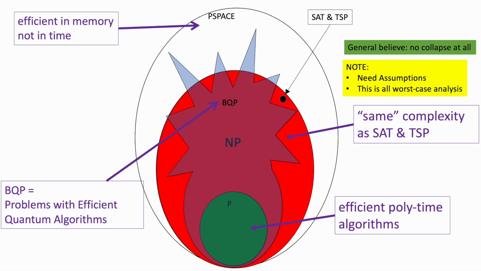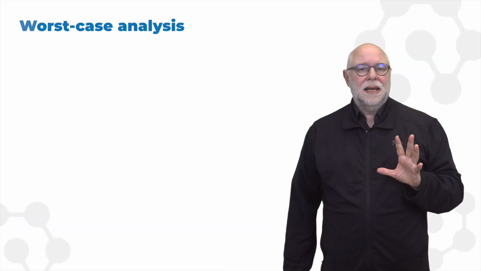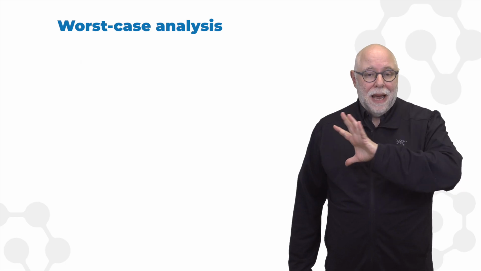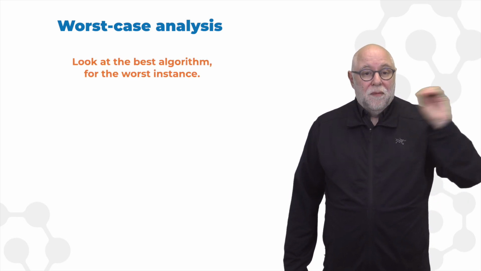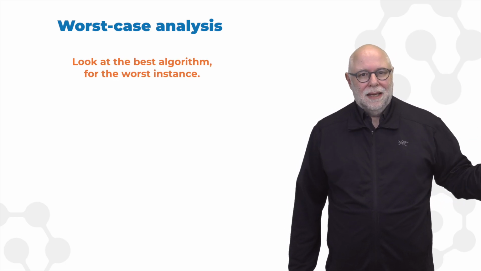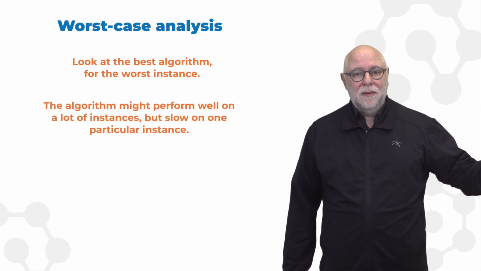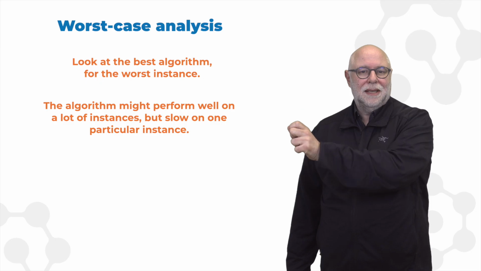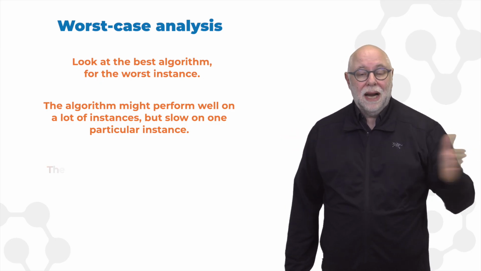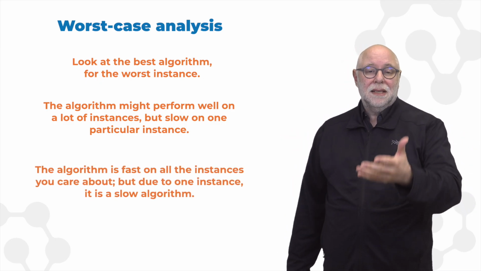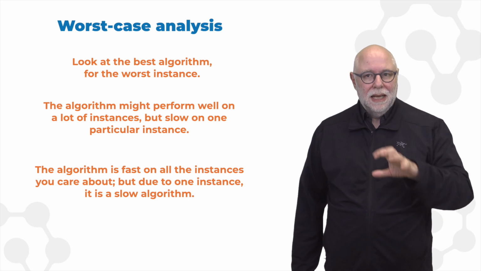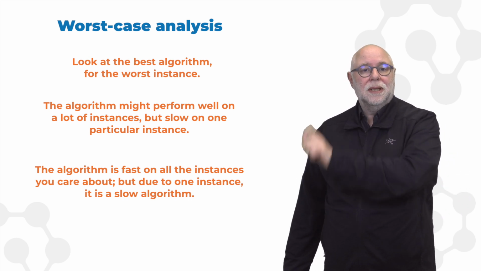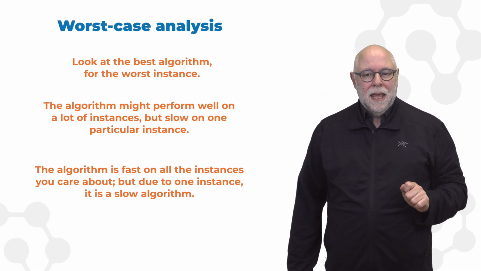Now, another important point that I want to make here is that all of this complexity theory traditionally is done in the worst case analysis. Let me explain what I mean. Worst case analysis means that you look at the best algorithm for the worst instance. So you look at an algorithm that performs maybe very well on a lot of instances, but maybe it's very slow on one particular nasty instance, but on all the instances that you care about, it's fast.